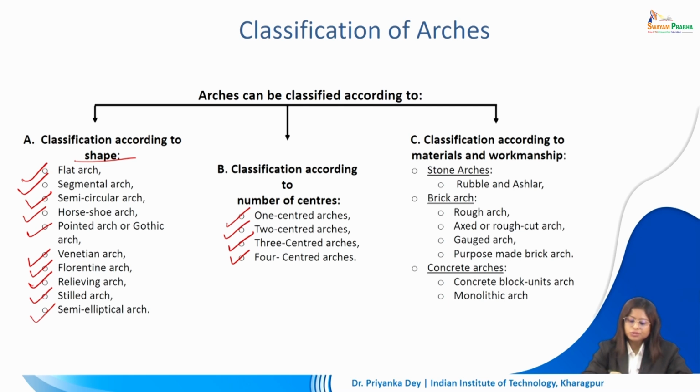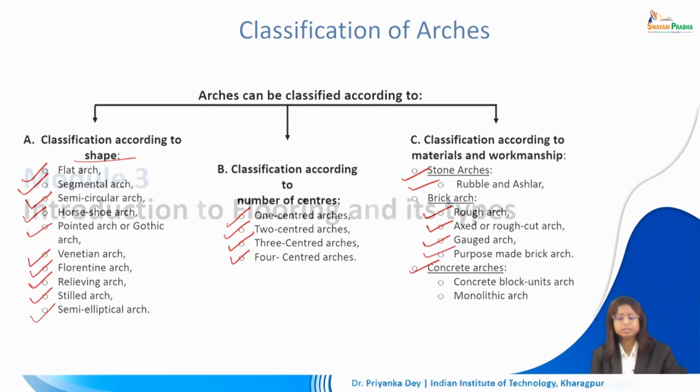So stone arches could be rubble and ashlar. We can have brick arches. So we have rough arch, axed arch or rough cut arch, gauged arch and purpose made brick arch. So in this particular type, we actually have specific voussoirs created in a shape and put together to form the arch of a desired shape. We can also have concrete arches in which we can use concrete block units, or we can also have a monolithic arch which is created in totality.